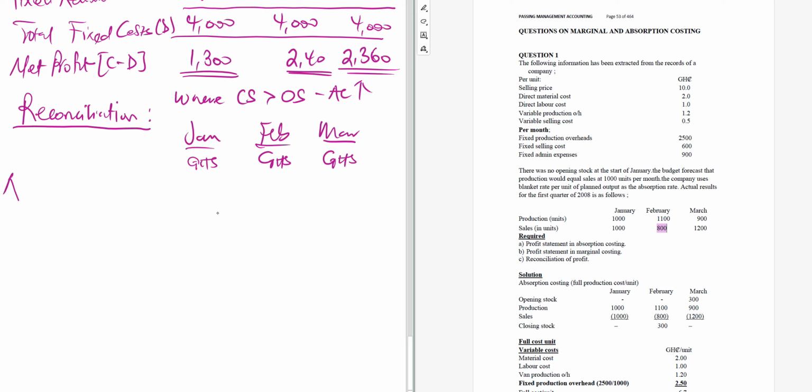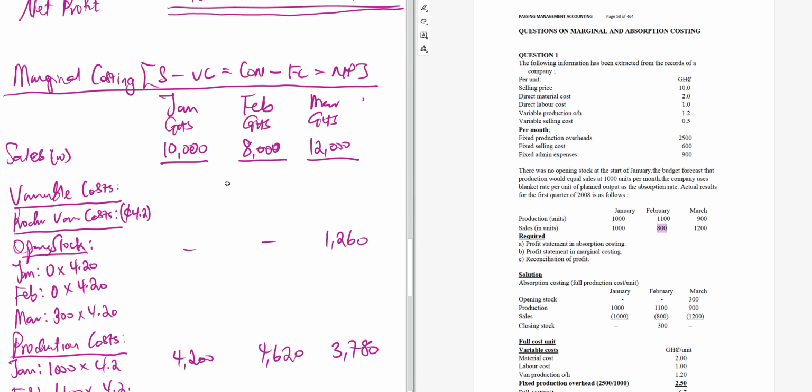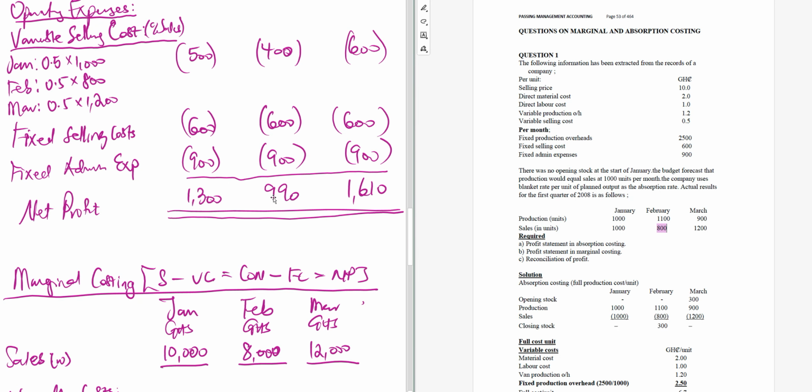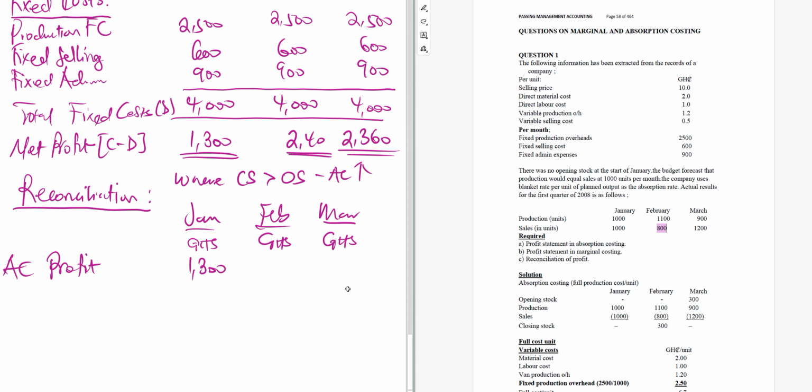So I'll start with the absorption costing profit, and when they are the same, it wouldn't change. So absorption costing profit was 1,300 for January. Let's go and check. This one was 990, this one was 1,610. Okay, so that was the profit.